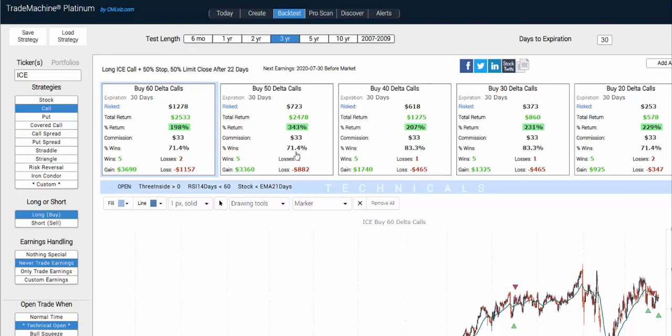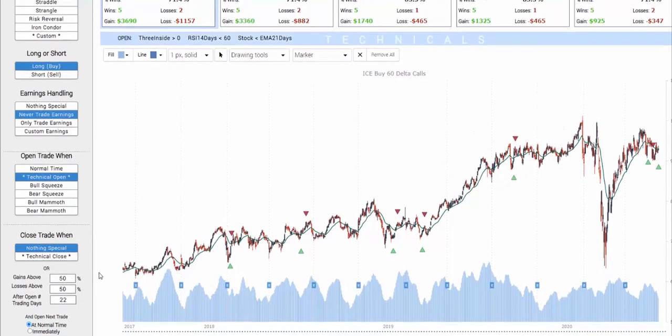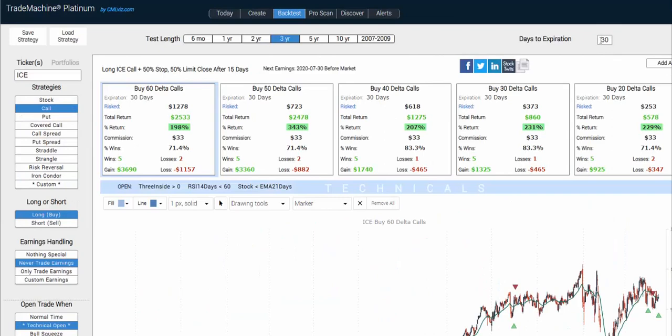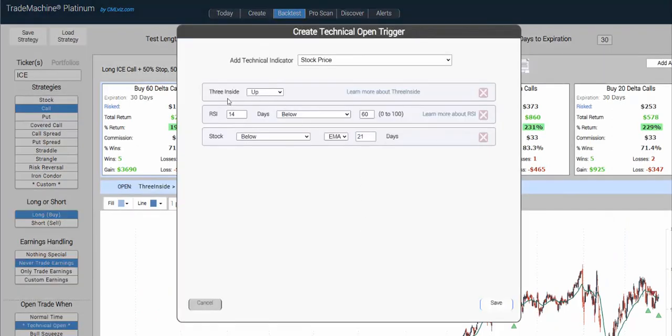So 5 wins and 2 losses in 3 years. And we can even close it sooner if we want after open trading days. We will close it after 15, that's trading days. No change.